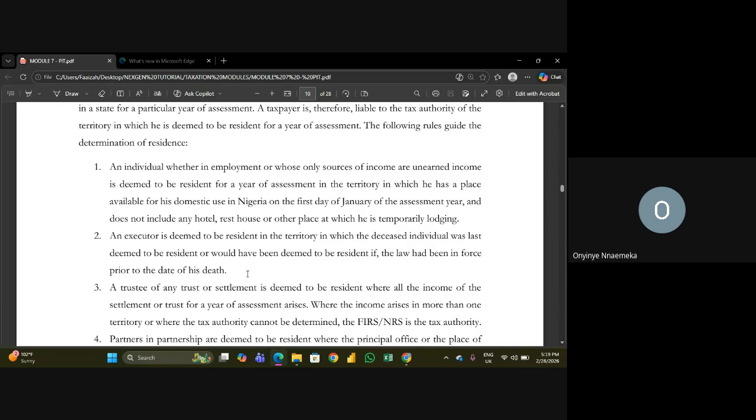Where were you? Of course, we're not talking about a hotel, a restroom or a guest house. The place that you live as at the 1st of January is going to be your residency if you have employment or other unearned income.